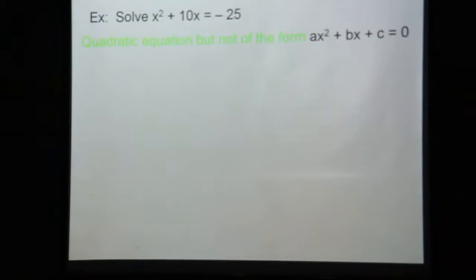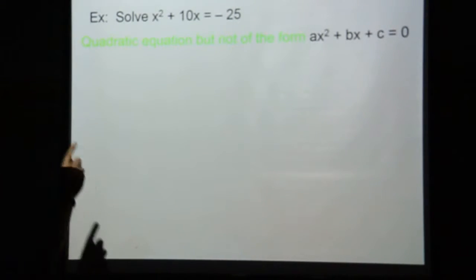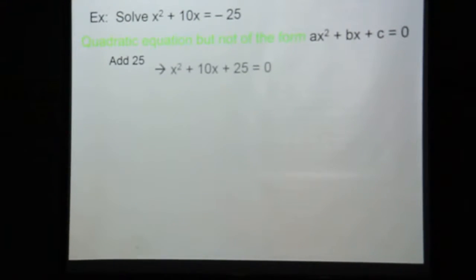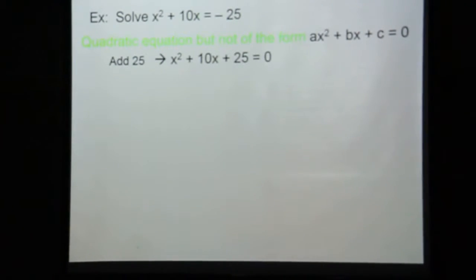Here's the other one. This is a quadratic equation, but it's not in the correct form. The correct form is ax squared plus bx plus c. And currently our c is on the wrong side of the equal sign. So we're going to have to move the 25 over. Now that it's there, we're going to go back through and factor it.